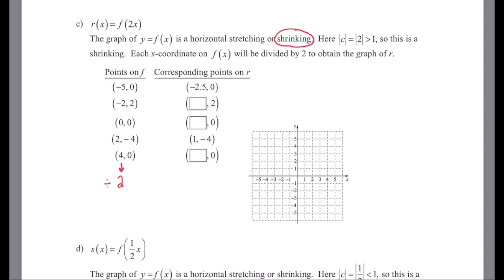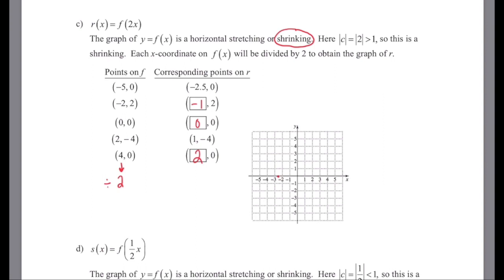So -5 divided by 2 provides us with -2.5. -2 divided by 2 is -1. (0, 0) will remain the same. 2 divided by 2 gives me 1, and 4 divided by 2 is 2. So if we are horizontally shrinking, that means we're going to compress ourselves closer to that y-axis. Let's see what that might look like.